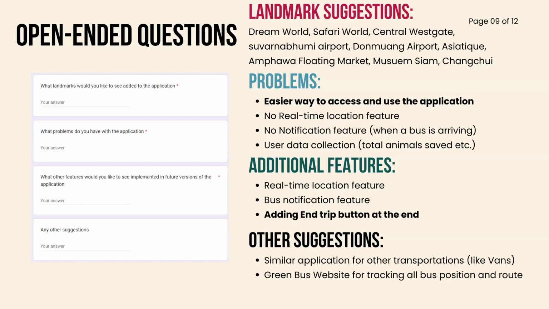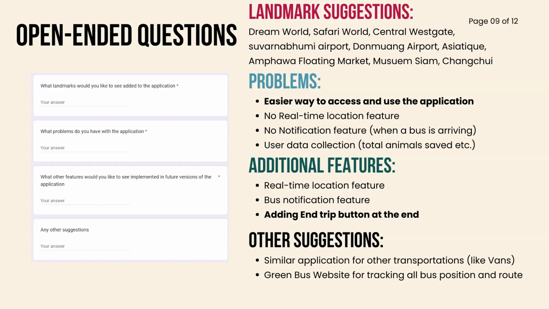And there are some problems that people have with the application itself. One of them that we have already implemented is an easier way to access and use the application itself. But there are some others, like no real-time location feature, no notification feature, and user data collection, which may be implemented later. Next is additional features, which, similarly to before, include the real-time location feature and a notification system.